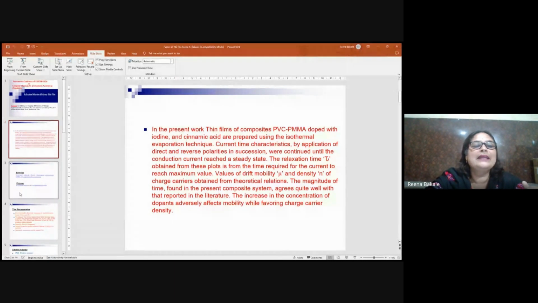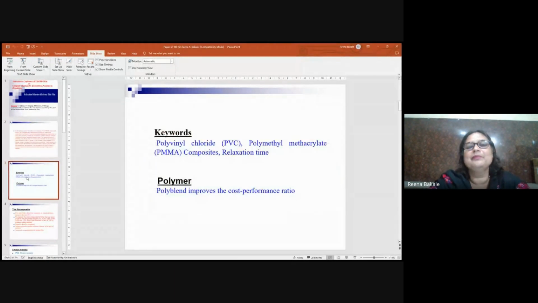The basic keywords of the paper are that we use again the two polymers PVC and PMMA, make a composition of the two polymers and calculate the relaxation time. And here we have to make the improvement. A polyblend improves the cost performance ratio. As all of you know, all are working on polymers, that's why the basic things are known.